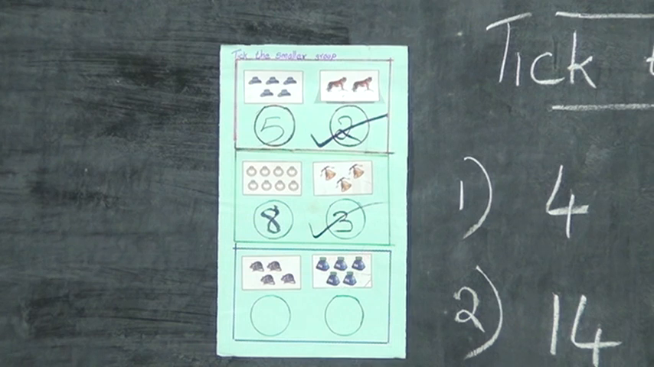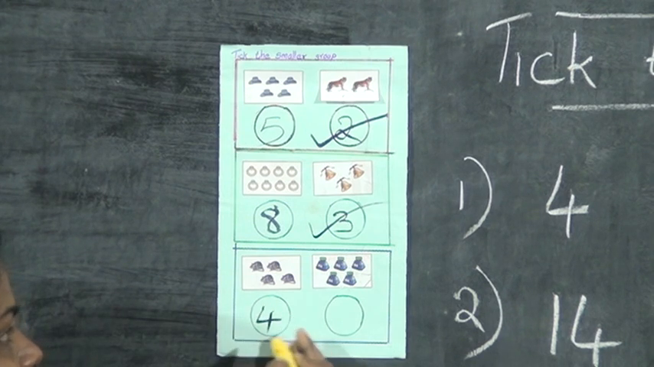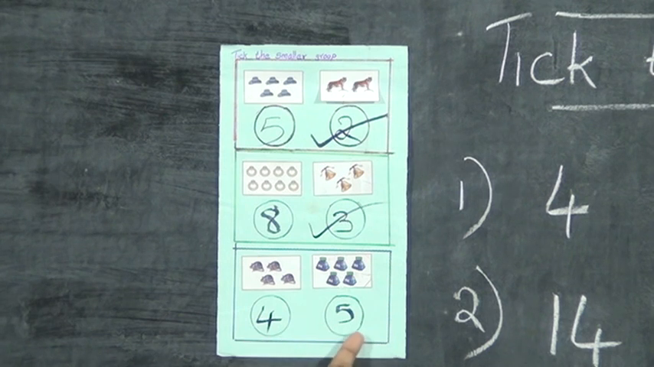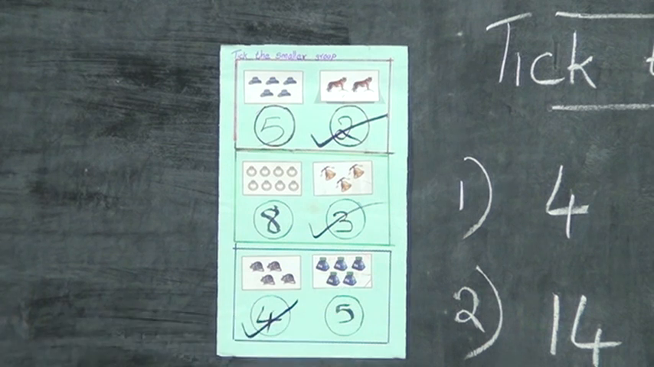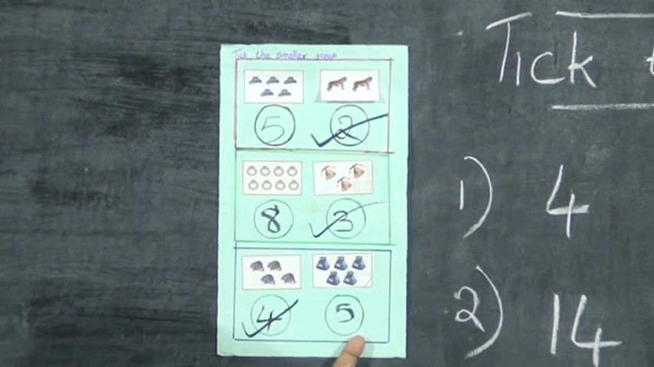And in the next one, 4 rats and 5 ink pots. Which is the smallest group? Say loudly, which is the smallest one? Yes, that is this one, rats. Only 4 rats are here. So that group is the smaller one. So we can say 4 is the smaller one, or 4 is smaller than 5.